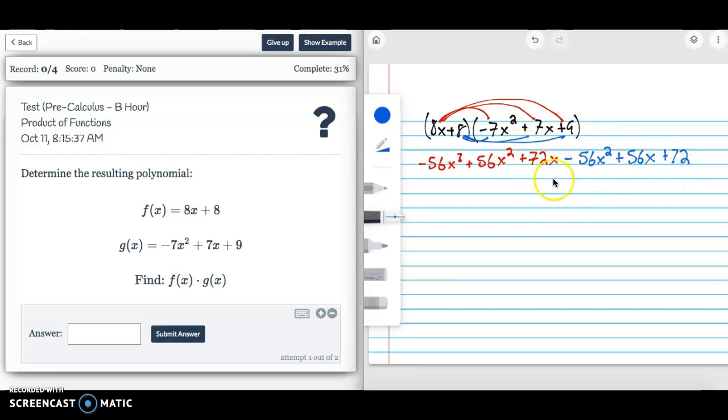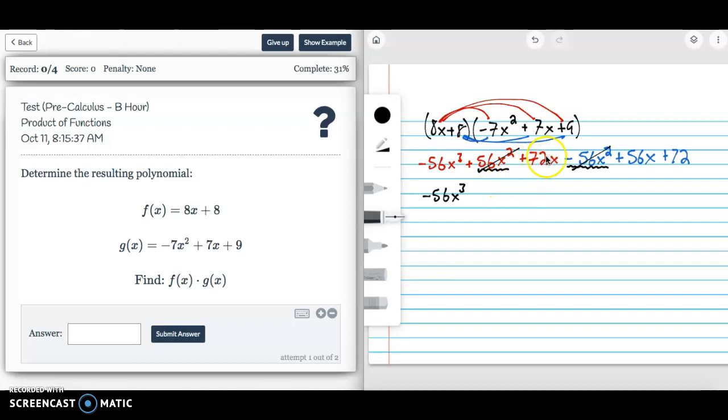Now we have to simplify all the way, which means I have to combine all my like terms. So let's see. I don't have any other cubes, so that one's good. -56x cubed. I have a positive 56x squared, and I have a -56x squared. So those will end up canceling each other out because positive and negative. So I have 0x squareds.